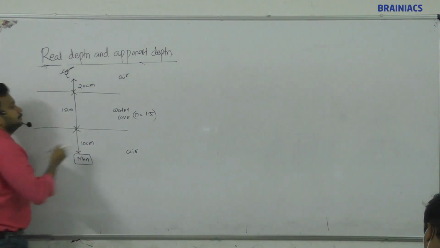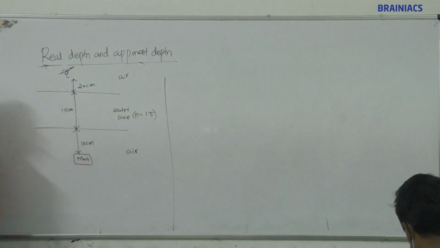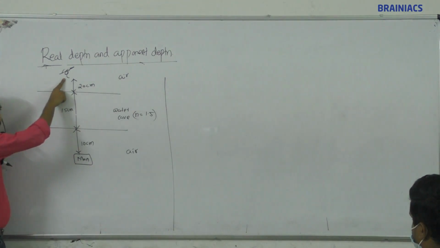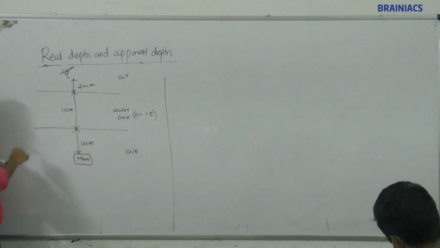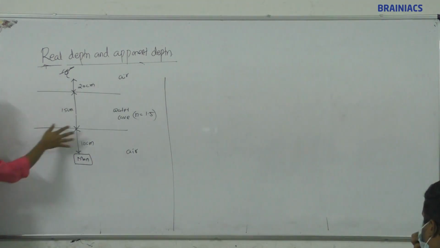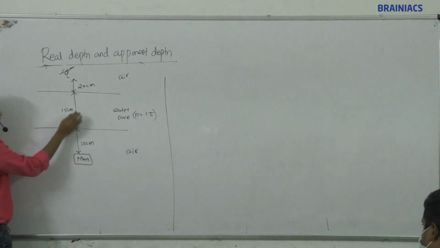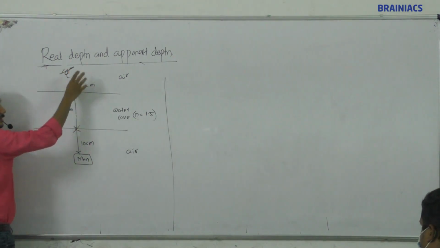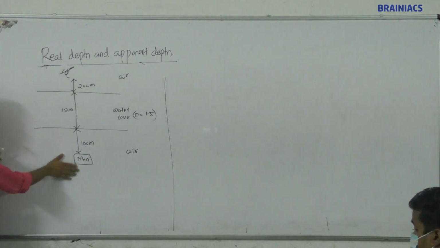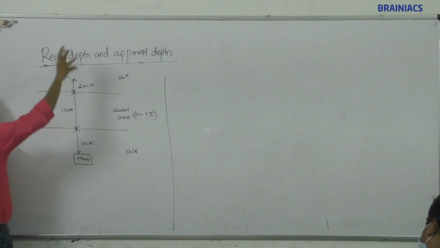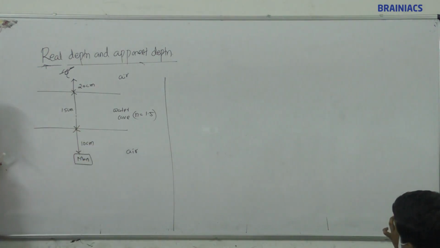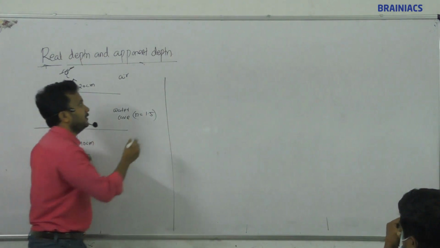Listen carefully. It is like a two-step process. This is the location of the eye, right? We have to solve this problem in two parts. The man is sitting here. You are the man, so you are looking through water to the air. This is the structure. To do this problem, two steps have to be followed.